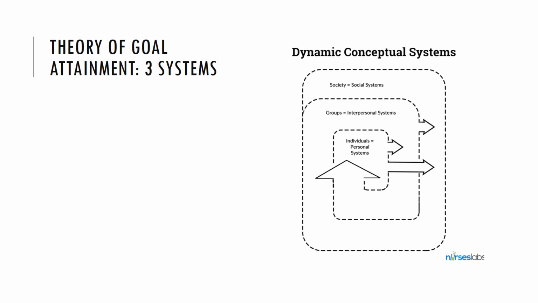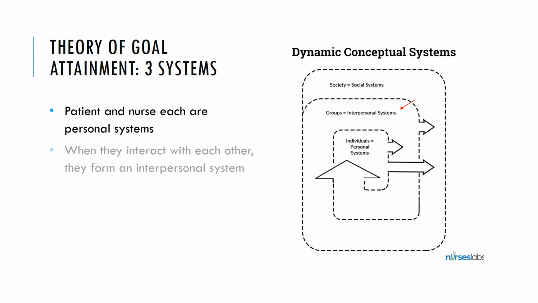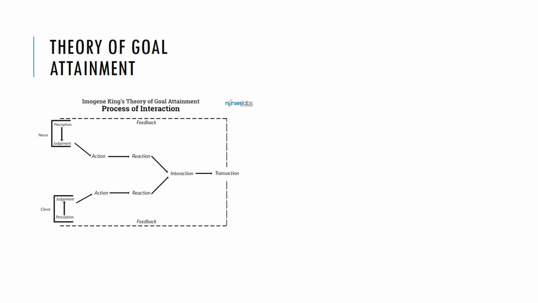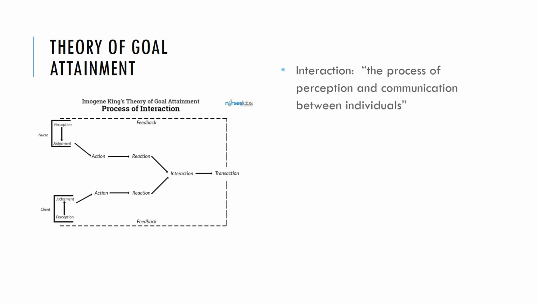Goal attainment theory consists of three interacting systems. The patient and nurse each are personal systems that bring perceptions of self, their role, and levels of growth and development. When they interact, they form an interpersonal system. In goal attainment theory, this relationship is the essential system to facilitate health. The theory also recognizes the larger social system, which includes religious, educational, and healthcare organizations, and its impact on health and nursing.